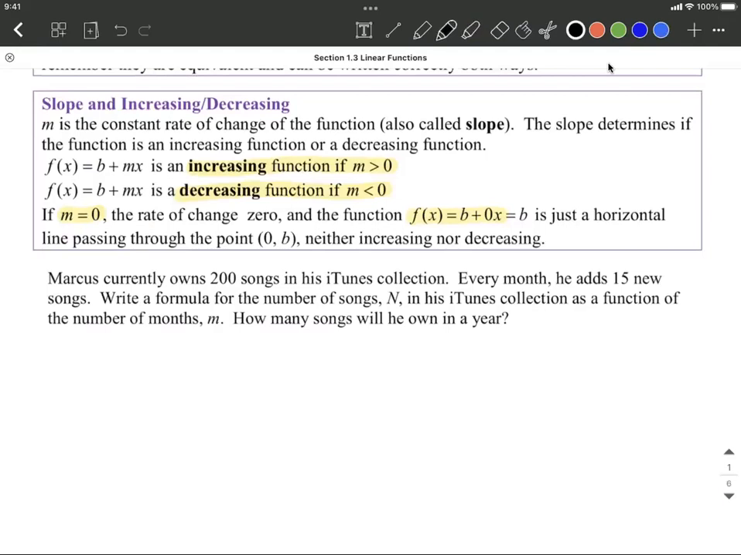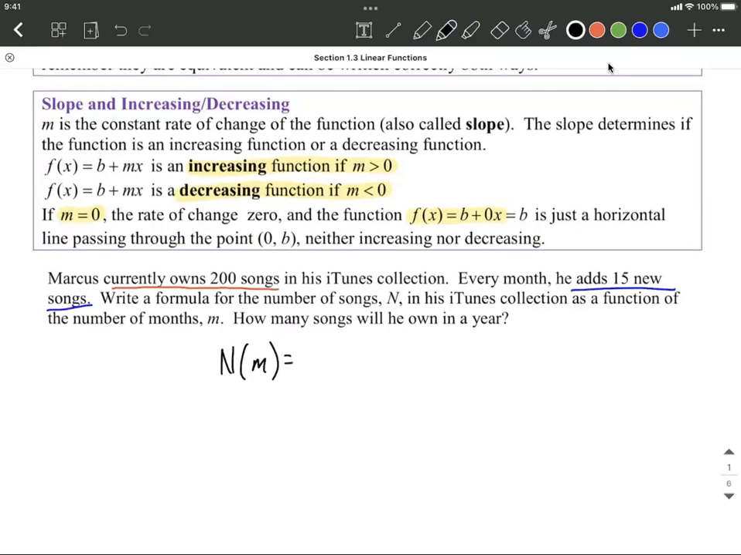Let's work a quick example of this, trying to create our own function. So in this case, we have Marcus, who owns 200 songs in his iTunes collection. He currently owns these 200 songs, and every month he's going to add to this collection. He adds 15 new songs. So they're increasing over time. Our goal is to write some sort of formula for his number of songs, n. So they're giving us the name of the function, n, and it's going to be based on the number of months that he's collecting.